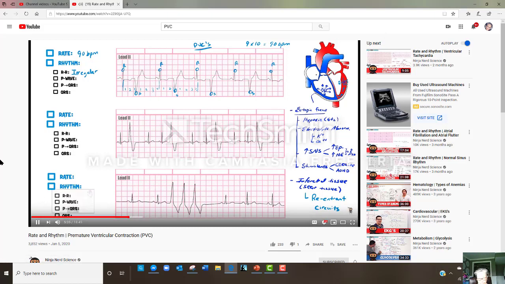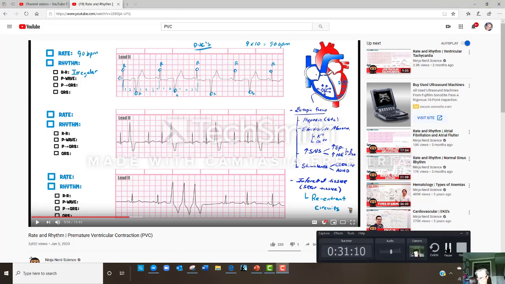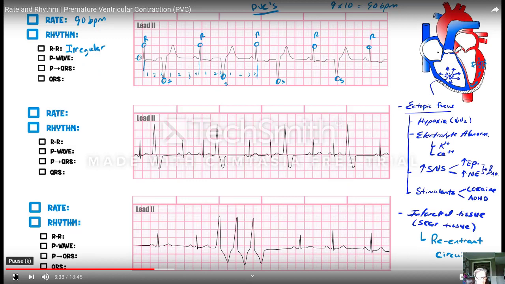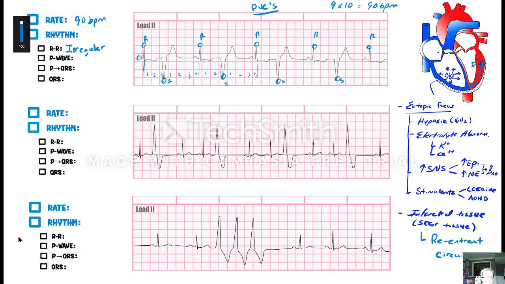So do we see P waves? P waves, here's a P wave, but then before the QRS complex, is there a P wave? I don't really see one. Okay, it might not be a P wave there.